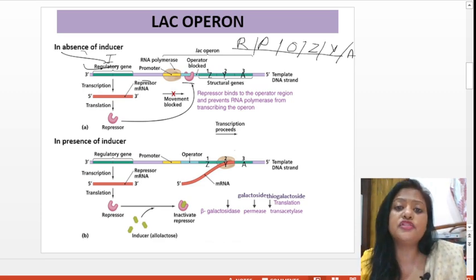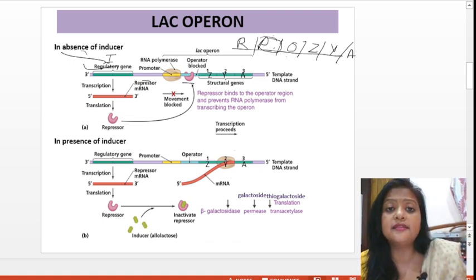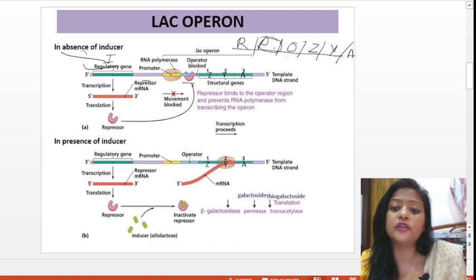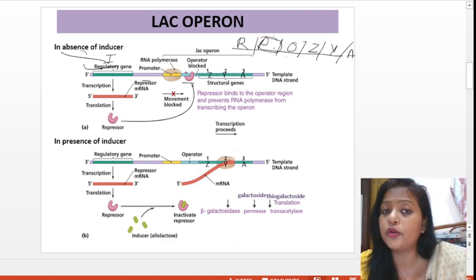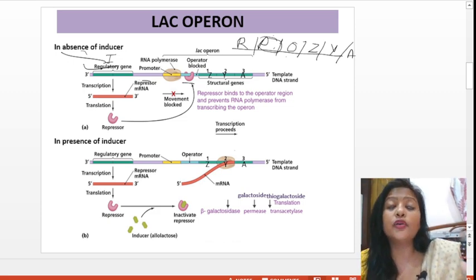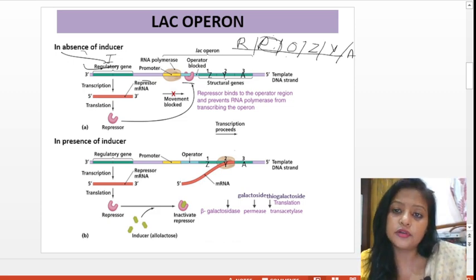So what happens? The regulatory gene produces a repressor protein, and the promoter is the starting point of the operon. The operator is the site where either the activator or the repressor will bind. So the state of the operator determines whether transcription will occur or not, whether translation will occur or not, whether proteins will be formed or not, and whether gene expression will occur or not. I told you about the regulatory gene; it will produce the repressor protein.